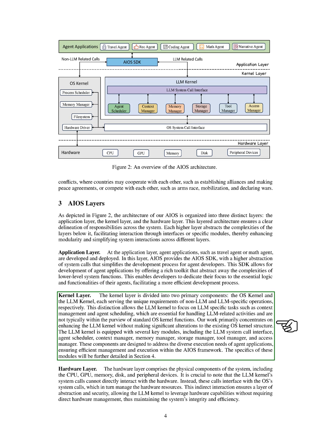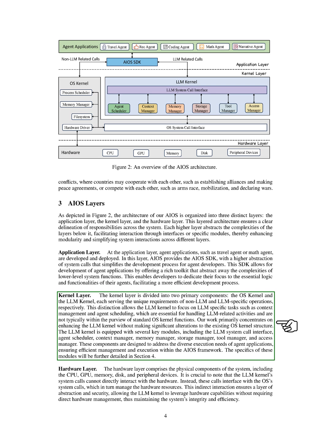Section: Hardware Layer. In this section, we will discuss the hardware layer, which consists of physical components like the CPU, GPU, memory, disk, and peripheral devices. It's important to note that the system calls of the LLM kernel do not directly interact with the hardware. Instead, they communicate with the operating system calls, which then manage the hardware resources. This indirect interaction provides a layer of abstraction and security, allowing the LLM kernel to utilize hardware capabilities without having to manage the hardware directly, thus maintaining the system's integrity and efficiency.